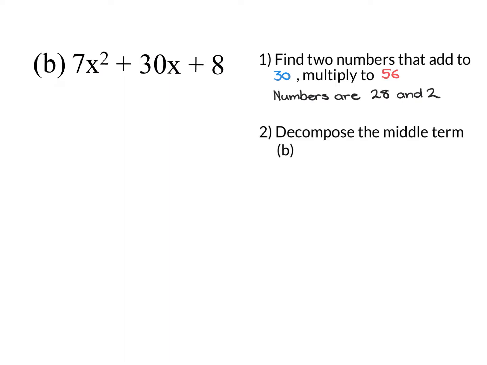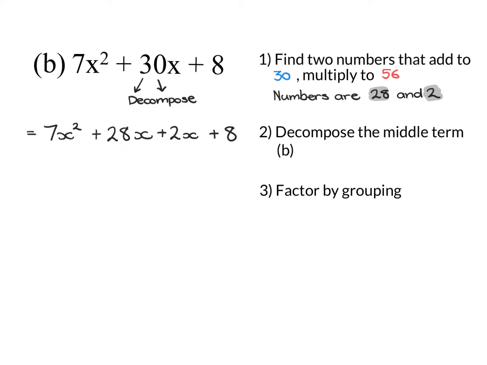Now the second step would be to decompose the middle term with those two numbers we came up with. So we're going to leave the 7x squared as it is, but the 30x is going to be decomposed with our two numbers. So one of the numbers was 28 and the other was 2. So let's write that down. And they were both positive. So positive 28, but don't forget there's an x in the middle term, so we have to put that there, and then plus 2x. And then leave the 8 as it is. Okay, so that part is done.